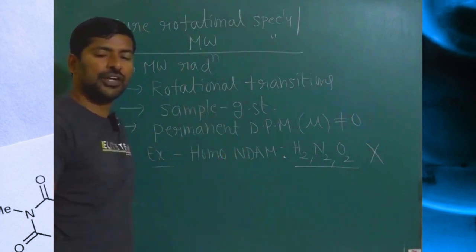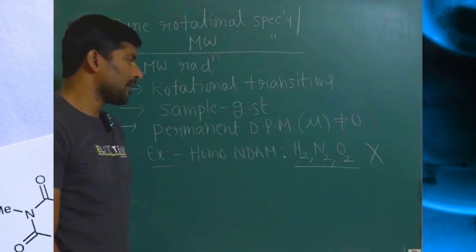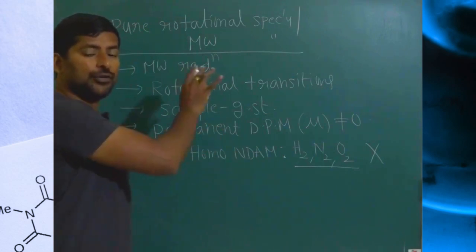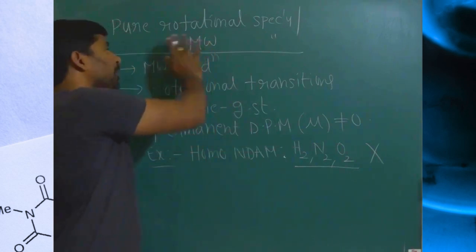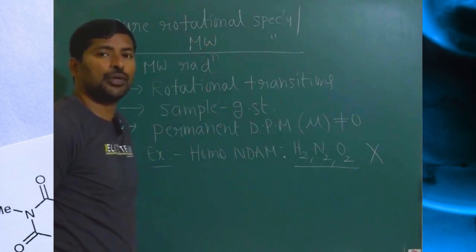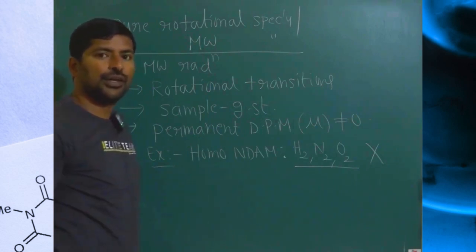So information regarding bond lengths, bond angles and isotopic mass, such information we cannot get from microwave spectra for homonuclear diatomic molecules. By using microwave spectroscopy, which information can we get? We can get information about bond lengths, bond angles and isotopic mass. We can calculate them.